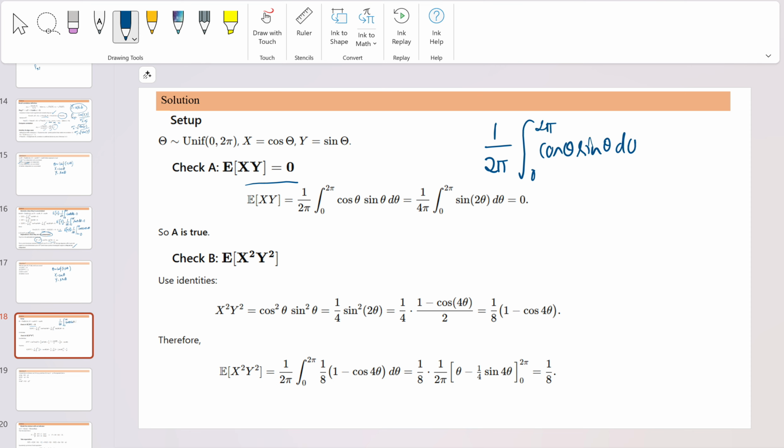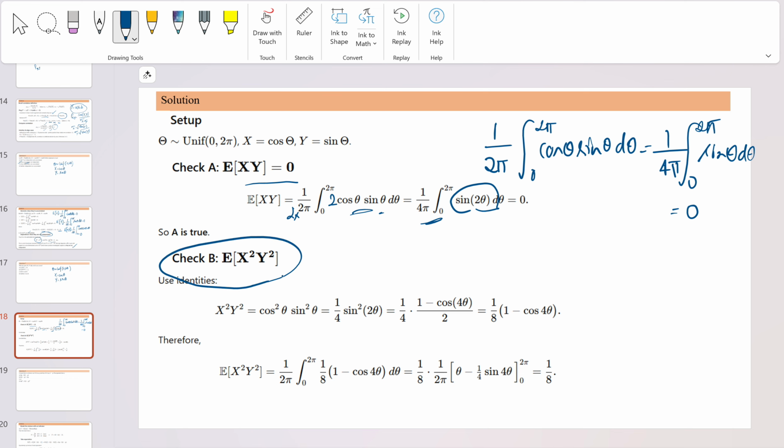d theta. It will be equal to 1 upon 4 pi, because when you see the cos theta sin theta, it will be converted to sin 2 theta by multiplying by 2 and dividing by 2. So it will be equal to 1 upon 4 pi, integral 0 to 2 pi, sin 2 theta d theta. When you find it out, it will come out to be 0.